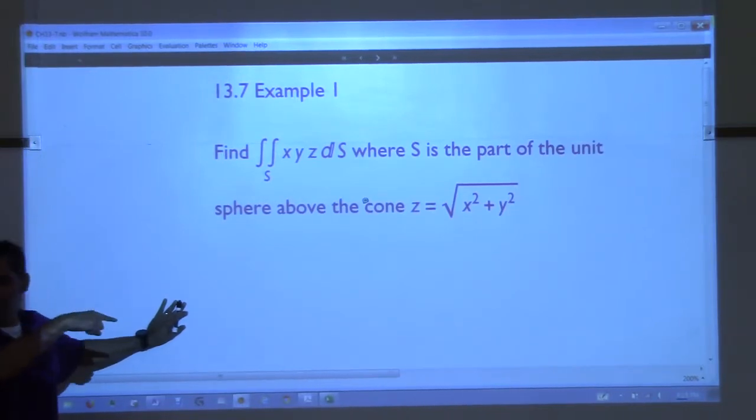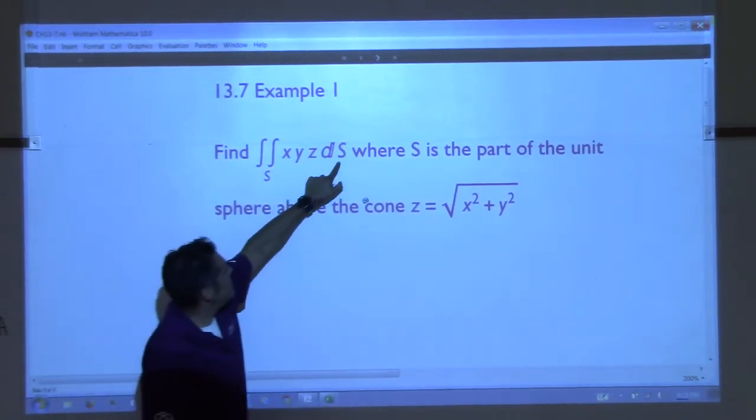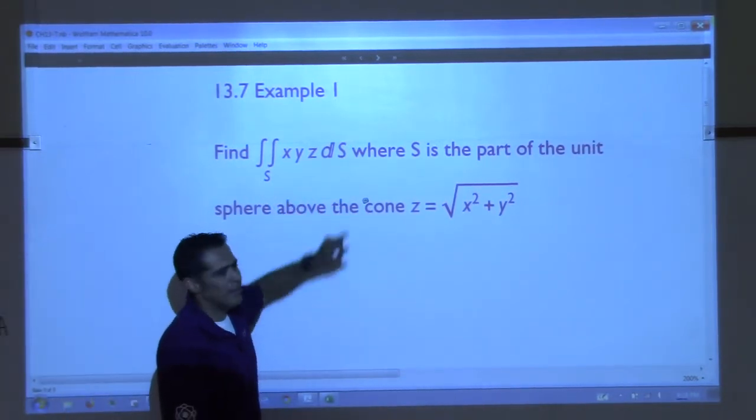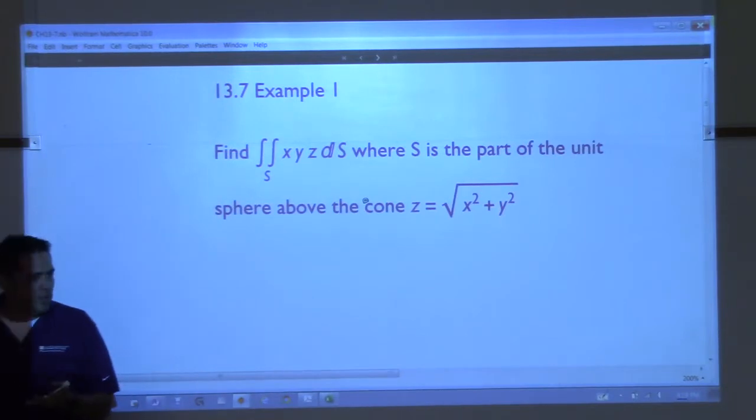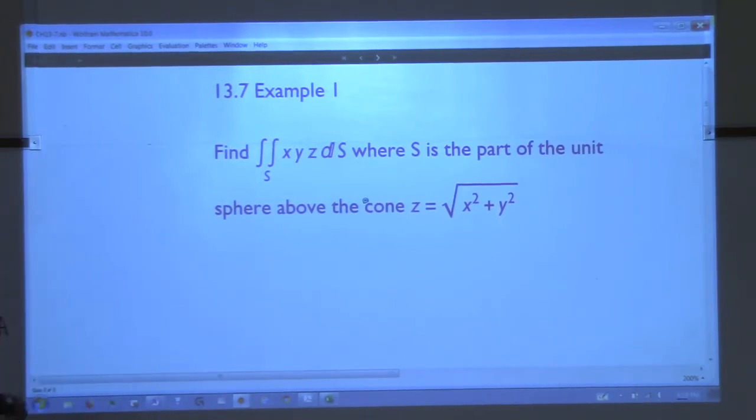What was d little s? Do you remember when we saw d little s? Arc length. That was an arc length one. So this letter right here totally changes what we're trying to do. In this case, capital S is with respect to surface area.